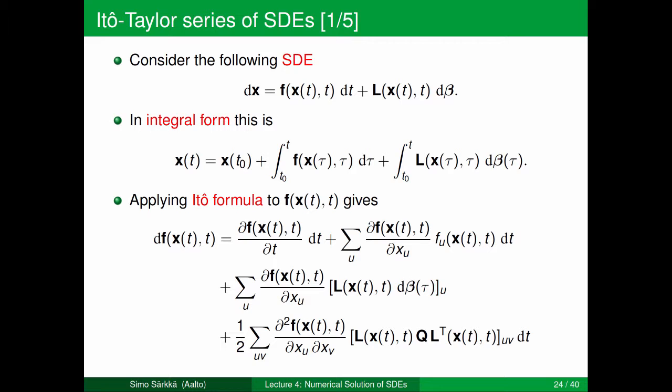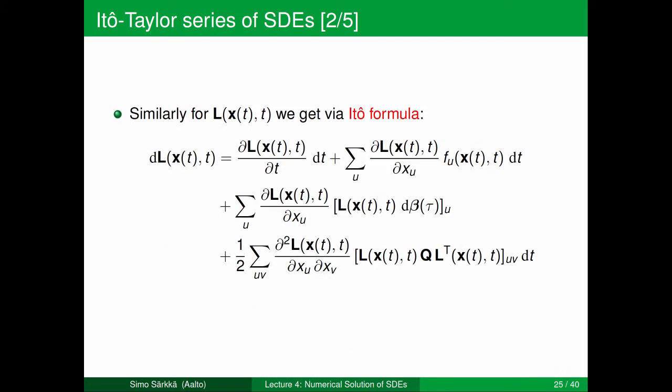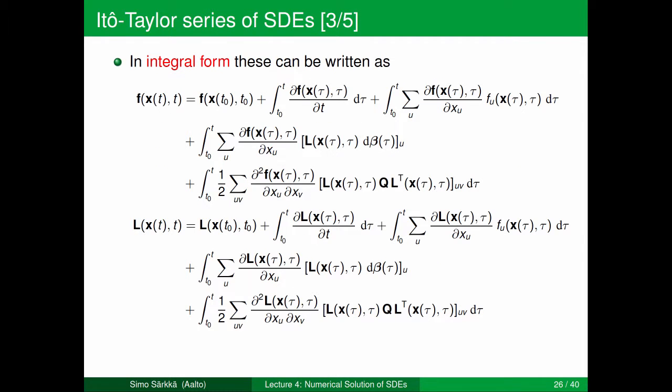However, in this case it's not enough to only expand f, because we also have another integral which contains L. But for L we can use the same thing, so we use the Ito formula to expand it, which gives dL equal to the time partial derivative of L dt, plus the x_u partial derivatives times f_u dt, plus then the x partial derivatives times L dβ, plus then half times the second partial derivatives times L Q L transpose dt. Now we can integrate both f and L, which give expressions like this.